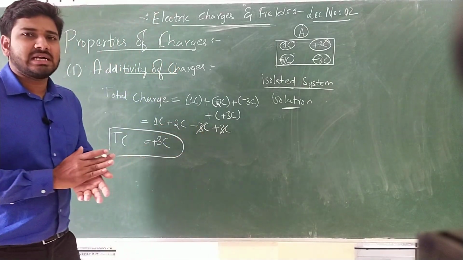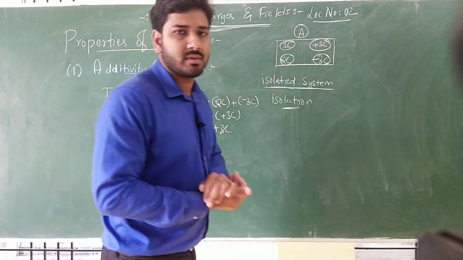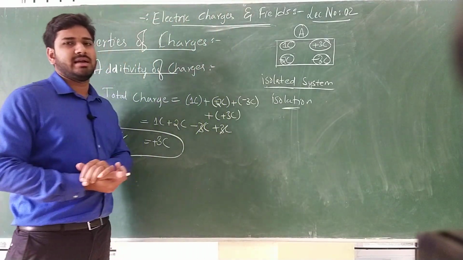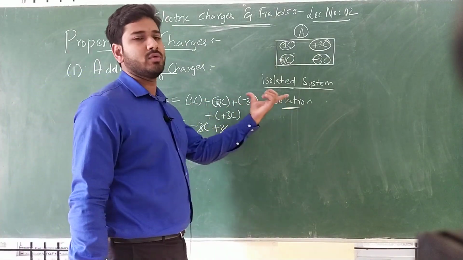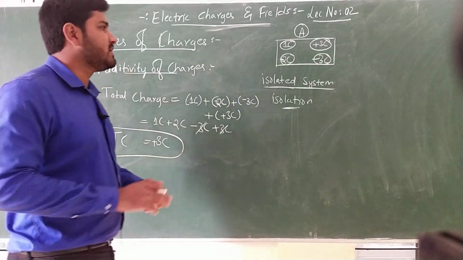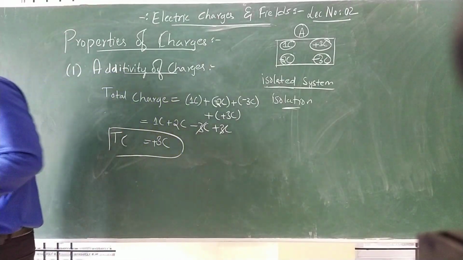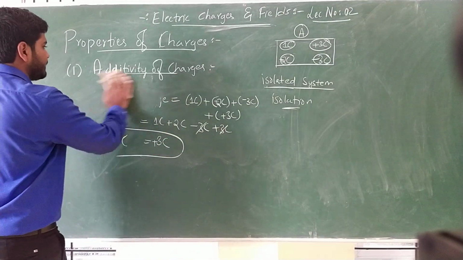In an isolated system like this with some charges, the net charge or total charge can be calculated just by adding all the charges. So this is the additivity of charge, and this is the first property of charge. Now let's see the second property of the charge.